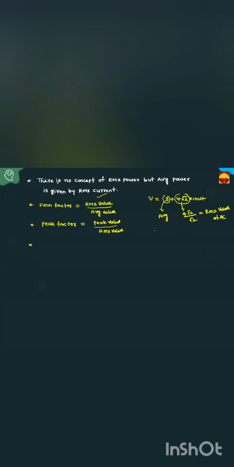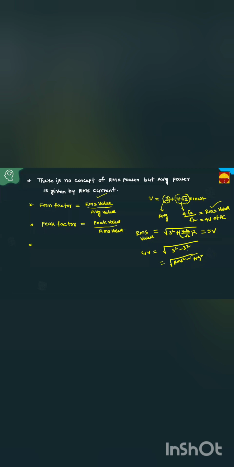If you calculate square root of 3 square plus (4 root 2 by root 2) whole square, later I will give this formula, this is the RMS value. How much can you get? 5 volts. How can we get this 4 volts, you tell me? 4 volts equal to square root of 5 square minus 3 square. 5 square is the RMS value square. 3 square is the average square. That means from the total RMS, if you subtract the average, you can get the RMS value of AC.